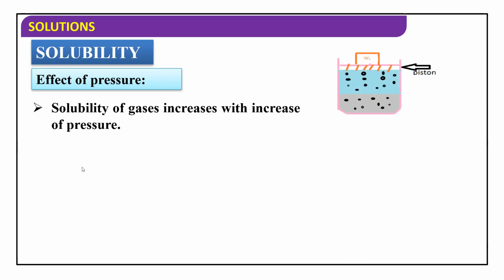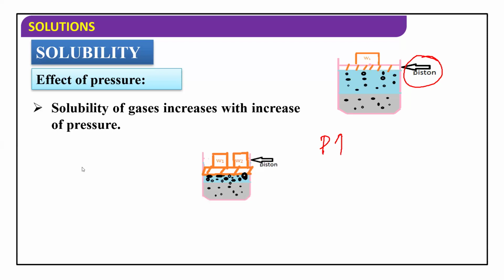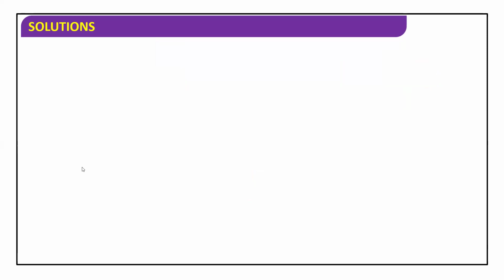Suppose I am taking a container and I am putting solvent molecules and solute particles over there. Solute is nothing but the gas here. So I'm putting gases inside that container. And if I give pressure using a piston, the instrument which is used to apply pressure, if I increase the pressure of the system, the solubility will increase. If I increase the pressure of a gas, solubility will increase. Very important point to know about the solubility of gas in a liquid. Clear?